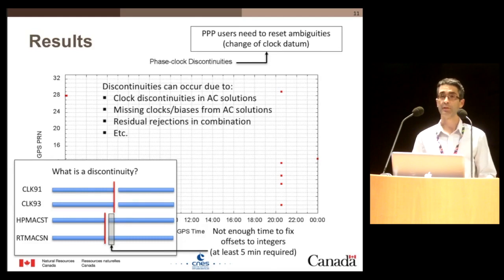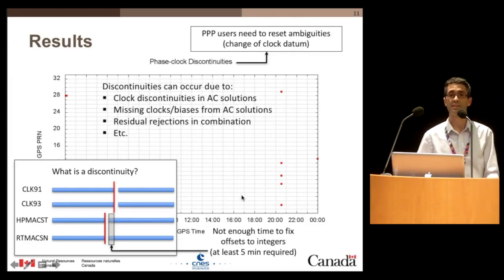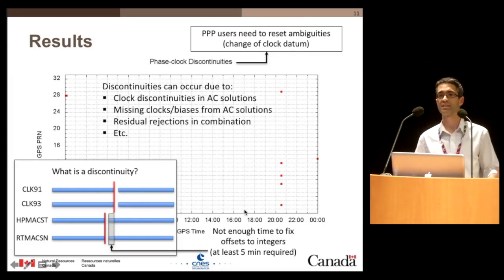And in that case, PPP users need to reset ambiguities. Fortunately, this didn't happen too often in our combination. There's one epoch here where five satellites were affected at the same time. And one way to minimize that would obviously be to have more analysis centers contributing phase biases to our combination.